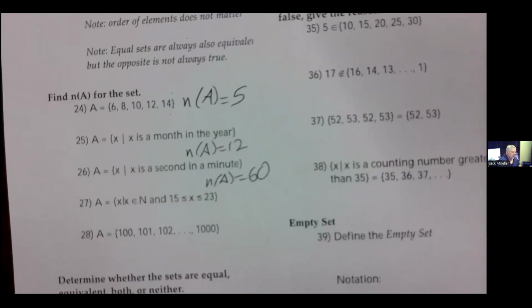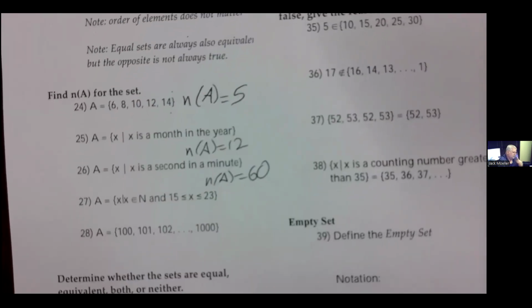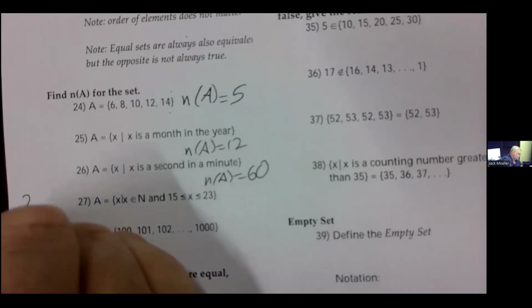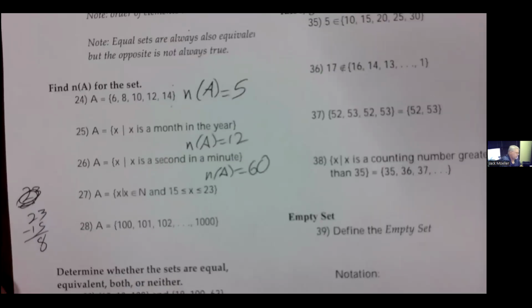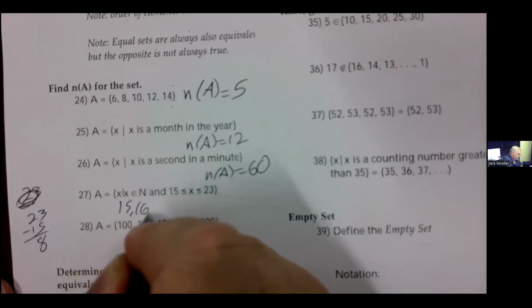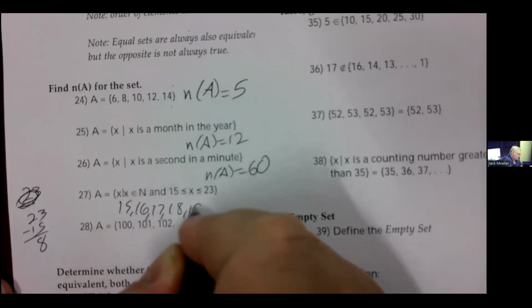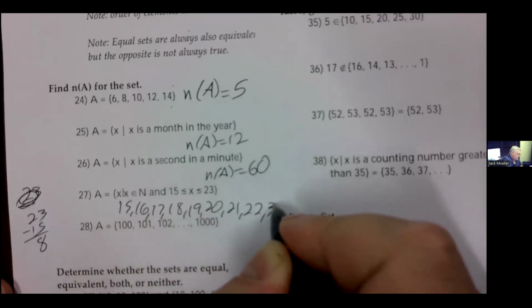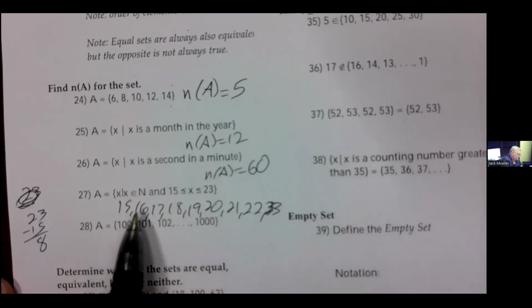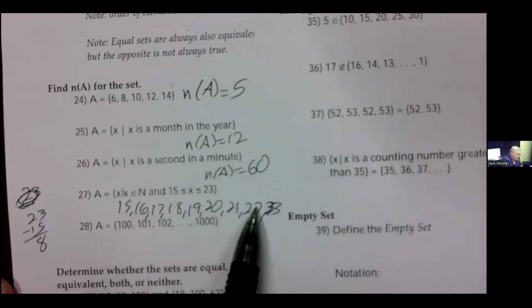Here's where you have to be a bit careful because you might want to just subtract them. If you do 23 minus 15, you get 8. But here's the problem. If you actually list them out, 15 all the way to 23. And now if you count them, you got 1, 2, 3, 4, 5, 6, 7, 8, 9.